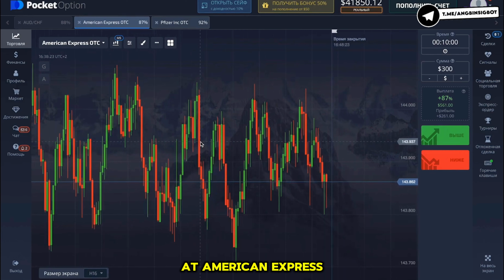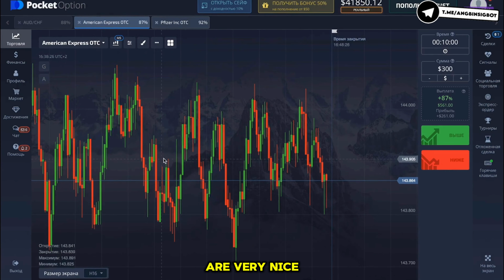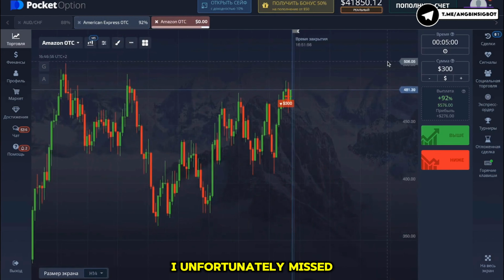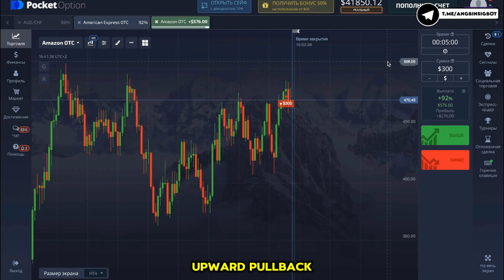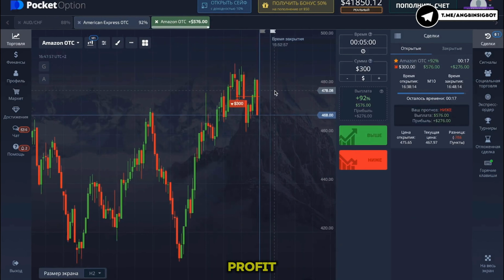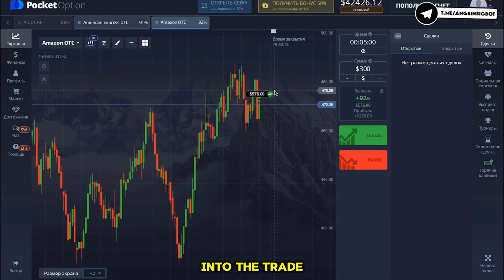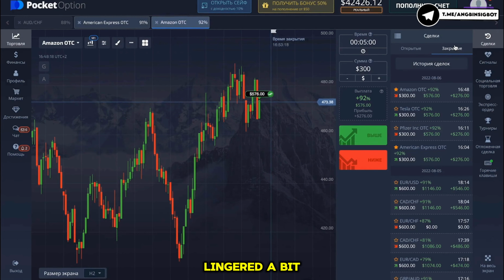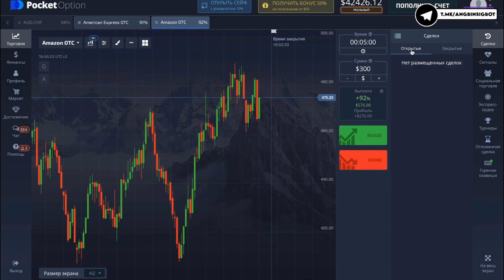I'm also looking at American Express. This is the asset on which we opened our first trade. The movements there are very nice, and look at the entry point here. I unfortunately missed it. I could have entered before this upward pullback. Excellent. The fourth profit. A slightly risky trade. It seems I should have put more time into the trade, as the price lingered a bit at the level. But we still made a profit, which is fine. Let's move on.